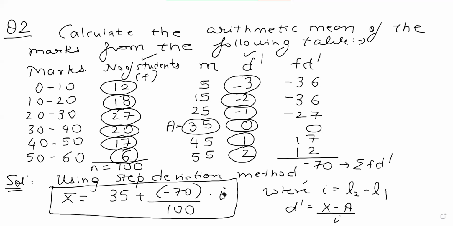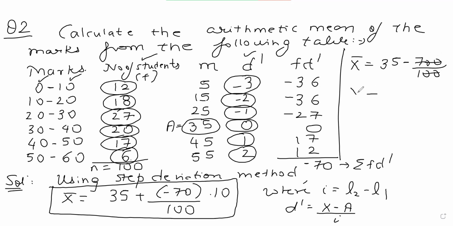What is my I? L2 minus L1, the upper limit minus the lower limit. 10 minus 0 is 10. So if I calculate this here, X bar comes out as 35 minus 700 by 100. My answer for X bar is 35 minus 7, which is 28 marks. The arithmetic mean for this problem is 28 marks.